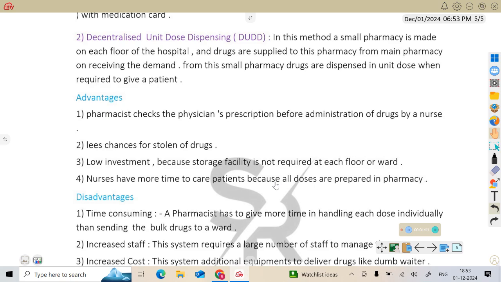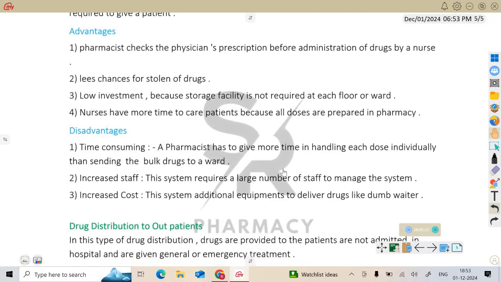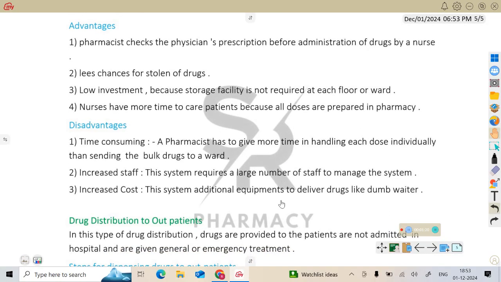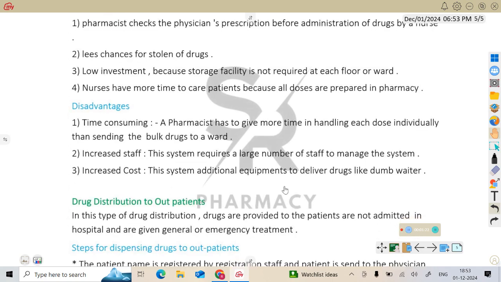Disadvantages are: a pharmacist has to give more time handling each dose individually than sending the bulk drug to a ward. Increased staff, as the system requires a number of staff to manage it. Increased cost, because the system requires additional equipment to deliver the drug, like a trolley.